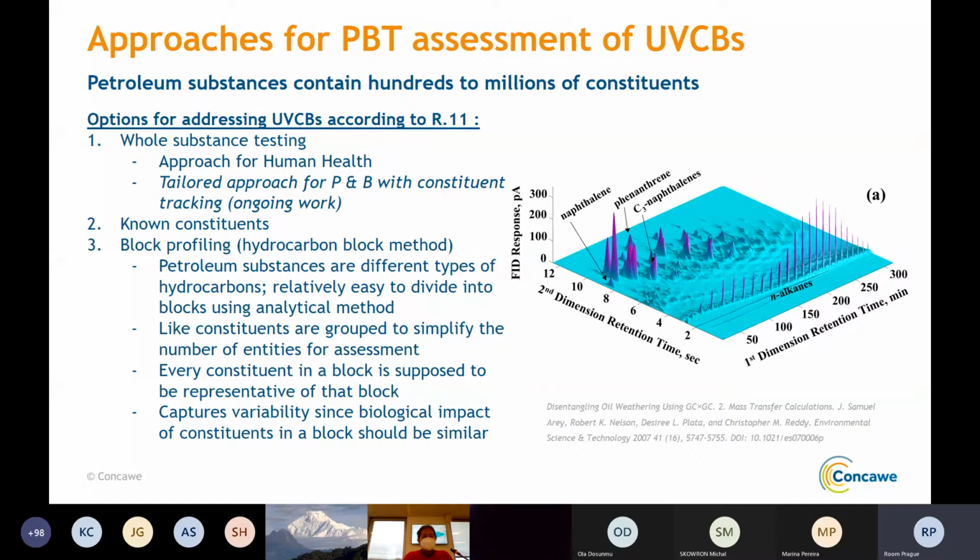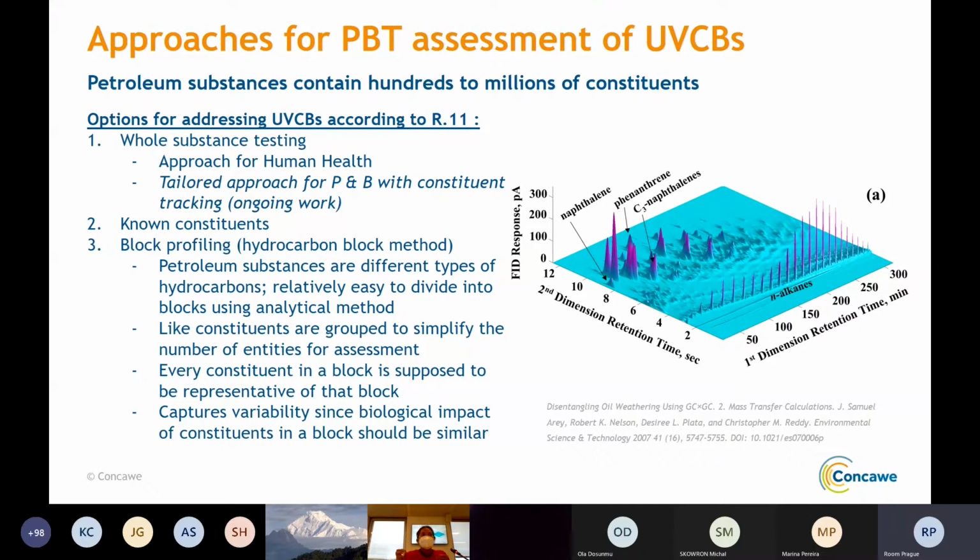Unfortunately for us, petroleum substances are just too complex. There's not one constituent that comprises a majority. We can also then use a block profiling approach, which, as I mentioned, we do so with the hydrocarbon block method. This works well for us because petroleum substances are basically different types of hydrocarbons. So we can use an analytical method to divide these constituents into blocks.